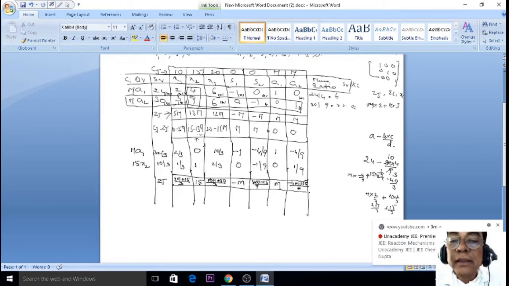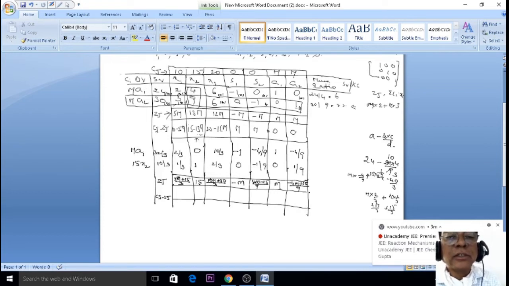Next, Cj minus Zj. What are the Cj? Already the top values. 10 minus 2M plus 15 by 3. Like this. See, check it here: 10. Understand?